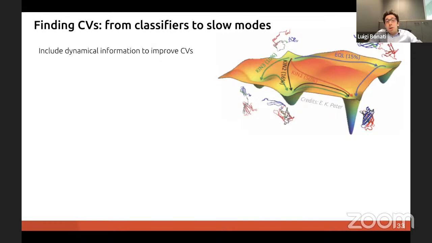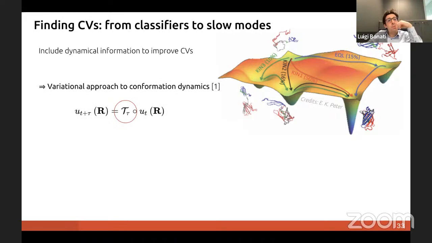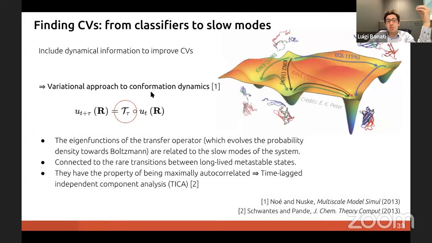Well, we can resort to a variational principle, which is called the variational approach to conformation dynamics, which looks at the evolution of the probability density towards the Boltzmann equilibrium distribution. And so if we consider the operator which evolves such probability density towards equilibrium, the nice property is that we can see that the eigenfunctions of what is called the transfer operator are related to the slow modes of the system.